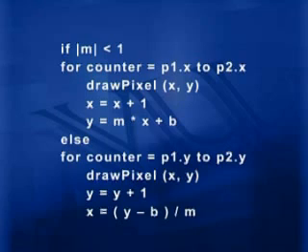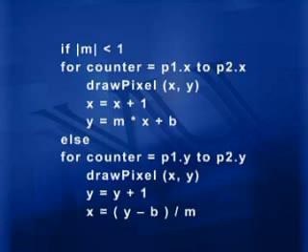Otherwise, if the magnitude of m is not less than 1, then what do we do? For counter equal to y coordinate of point 1 to y coordinate of point 2, draw pixel at x, y and then increment y by 1. Then calculate x on the basis of this new value of y using the relation x is equal to y minus b divided by m.